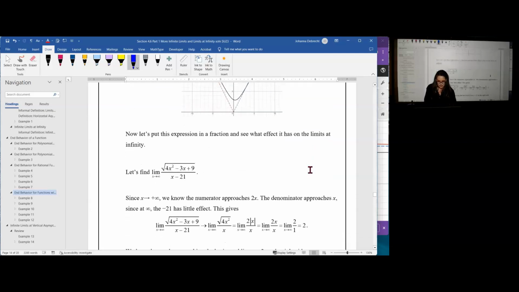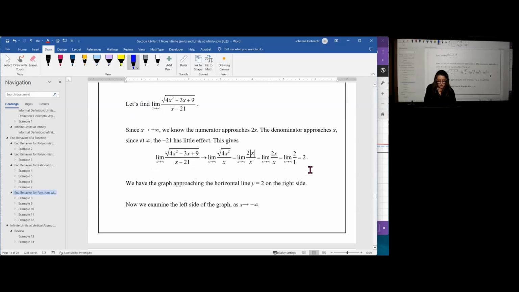Let's put this expression in a fraction and see what effect it has when we go to infinity. Now, instead of simply being the square root, I'm going to have the square root divided by another expression involving x. Let's look at the limit as x goes to infinity. We know from what we did previously that the numerator will approach the square root of 4x squared.